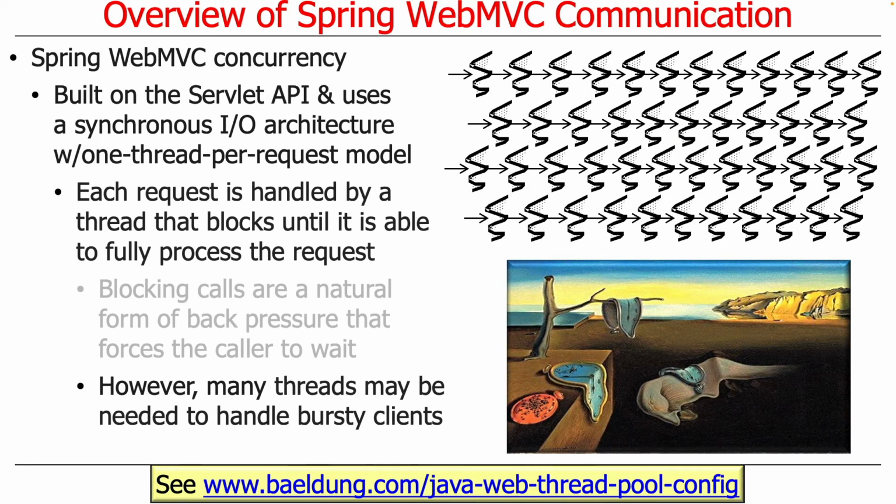However, the downside with the synchronous I/O model we just talked about is there may be many threads needed to handle bursty clients. So the server may have to have a big pool of threads. So that's one problem. And if the client wants to have multiple things going on at the same time to get better throughput, it also has to spawn many threads.